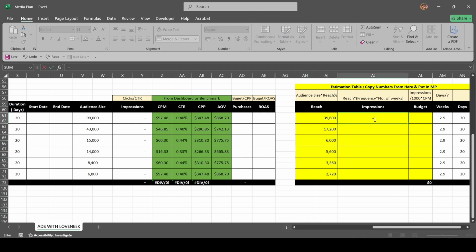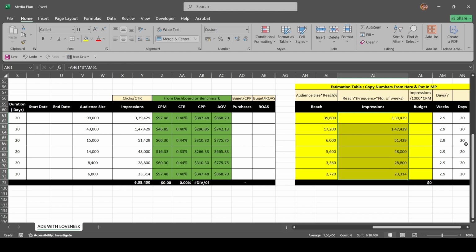For impressions, we will calculate it by reach multiplied by frequency here. The frequency I'm taking is 3 because in conversion phase we require more frequency, right? And then we will multiply it by number of weeks. So here this will be our impressions. And now for the budget, we will use the formula impressions divided by 1000 into CPM. And then we will have our budgets as well.